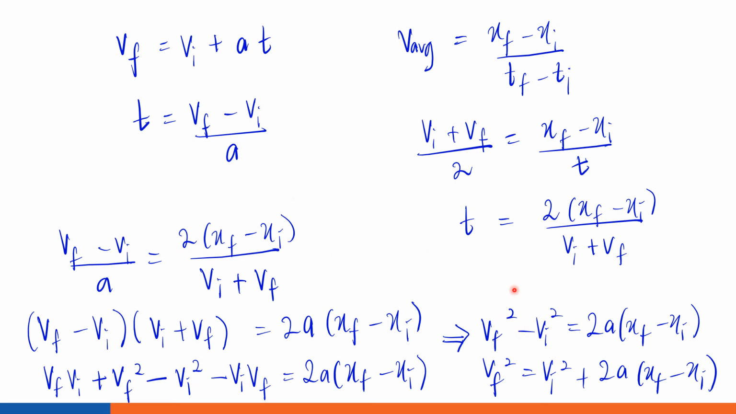So the formula is going to be reduced to just this equation, and I'm going to rearrange Vi squared to the other side, so it will be positive. So in the end, we're going to obtain the final kinematics equation, which is Vf squared is equal to Vi squared plus 2a x final minus x initial.